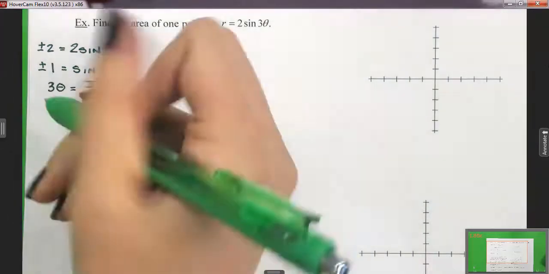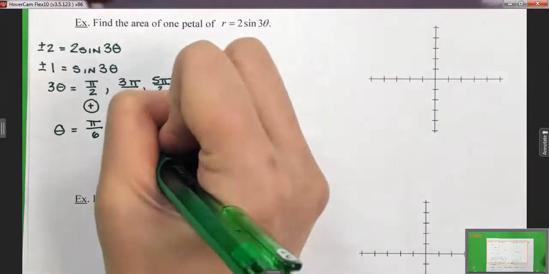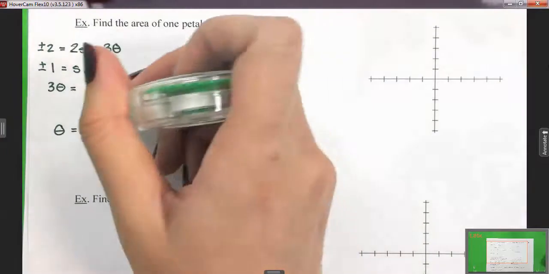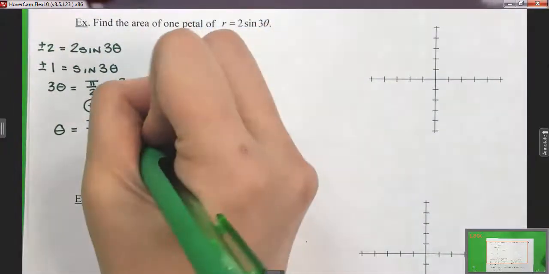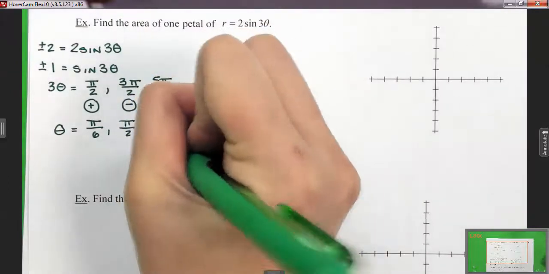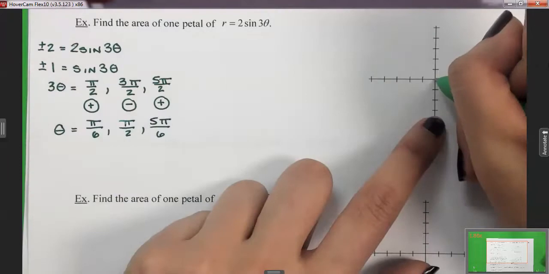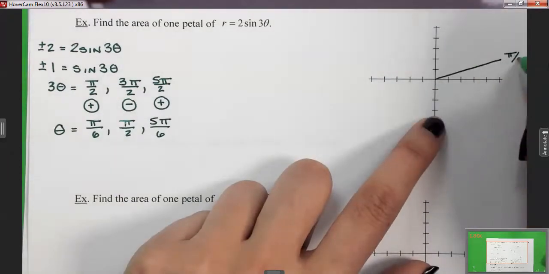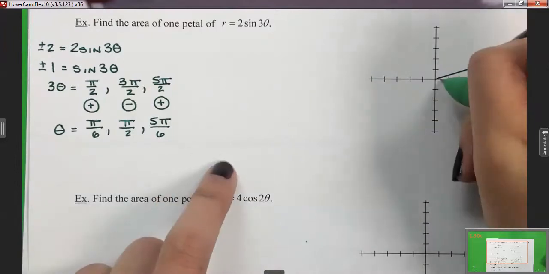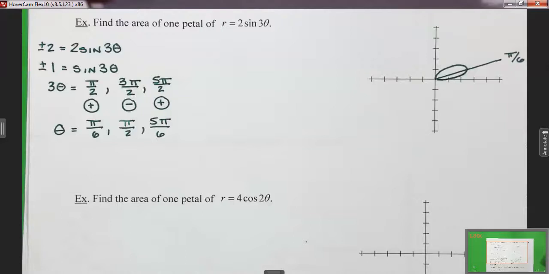Now, if I divide by 3, I'm going to get pi over 6, 3 pi over 6, which is just pi over 2, and 5 pi over 6. So at pi over 6, which is right here, I'm going to go out my petal length, which is 2. So go out 2 at pi over 6, and then you come back.